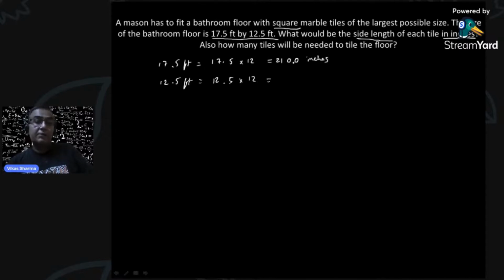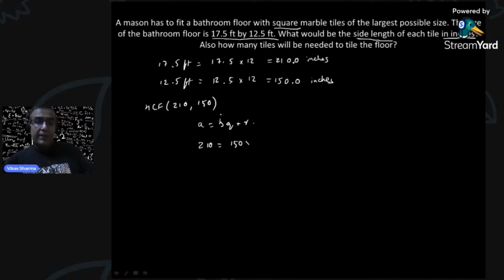And the breadth of the floor is 12.5 multiplied by 12, so 150 inches. So basically we now have to find the HCF of 210 and 150. So again, let's write it in the form A is equal to BQ plus R. So 210 can be written as 150 times 2 will be 300. So obviously it has to be 150 times 1 plus it leaves a remainder of 60. 60 is not 0. We'll have to continue.